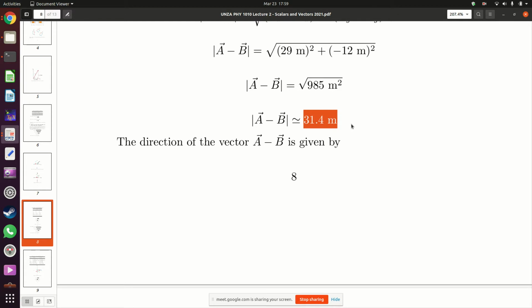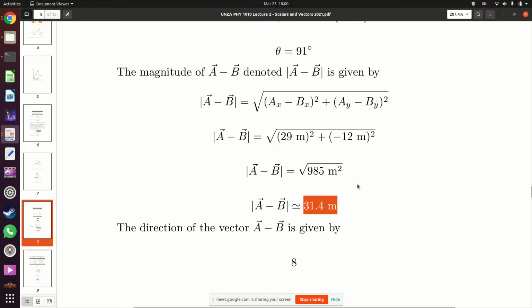Is this clear to anyone? To everyone? On how we are finding the size? Is it clear?